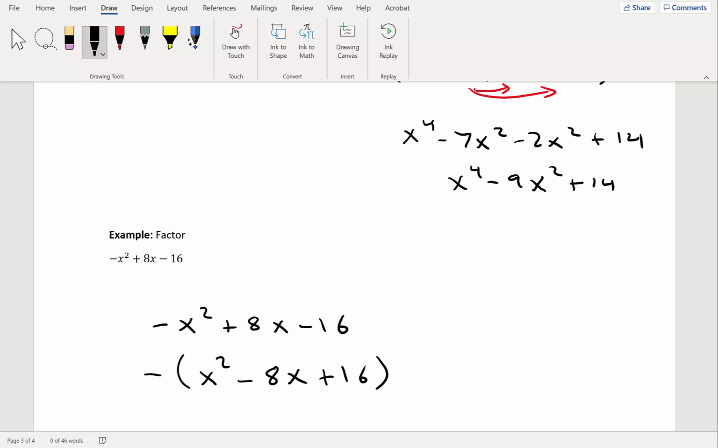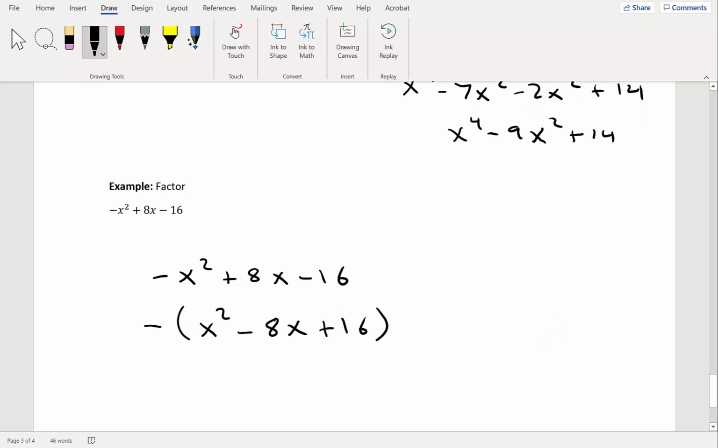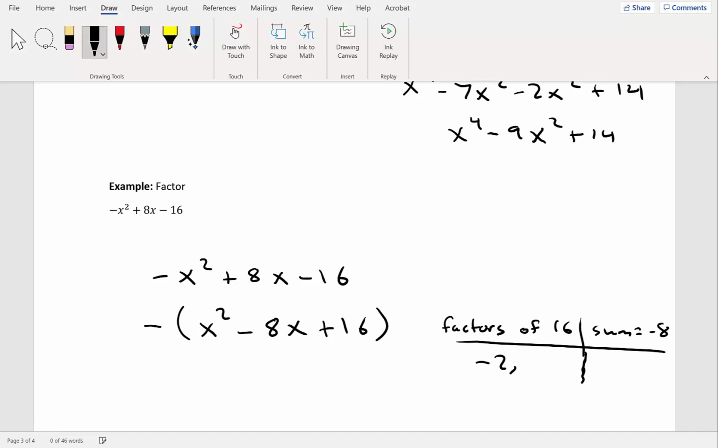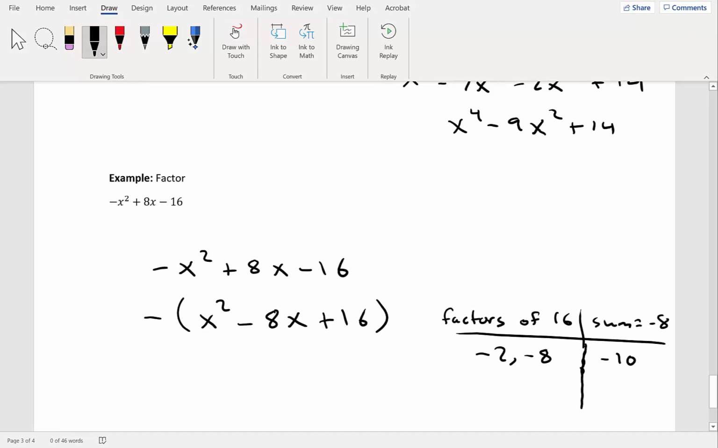And now I could go ahead and work it out the same way. I need two numbers that multiply to give me 16 and then add up to negative 8. So I'm looking for factors of 16, and the sum has to be equal to negative 8. So same case again, two numbers that multiply to give you a positive and then add up to a negative. Both your factors have to be negative. So you could try negative 2 and negative 8, but this gives me negative 10, which is not what I'm looking for. I can also try negative 4 and negative 4. Negative 4 times negative 4 gives me positive 16. If I add them, it gives me negative 8, which is exactly what I'm looking for here.